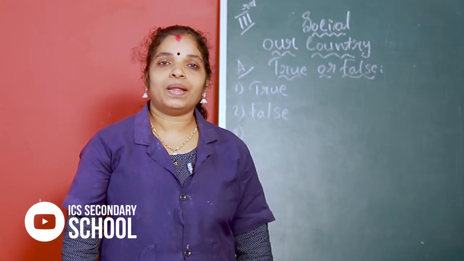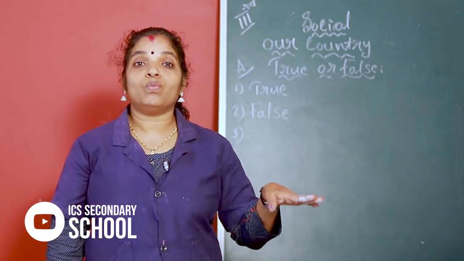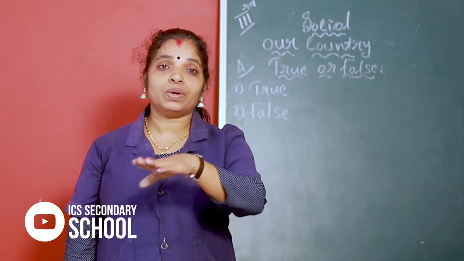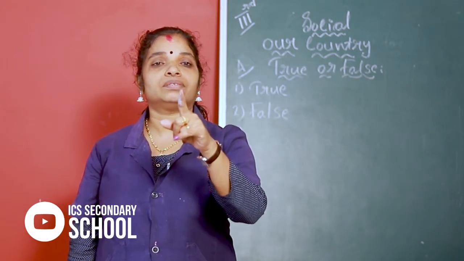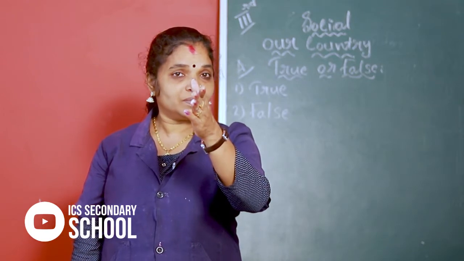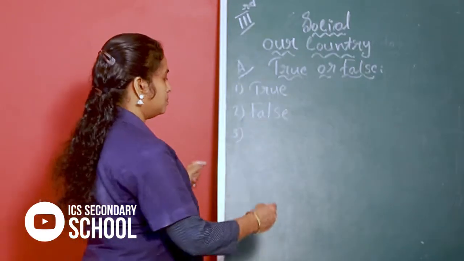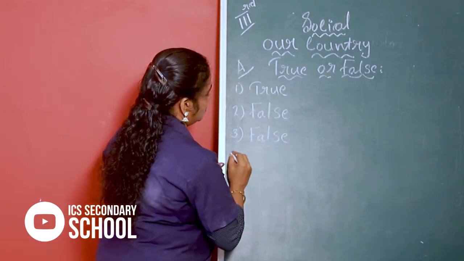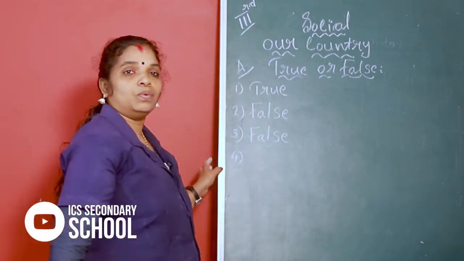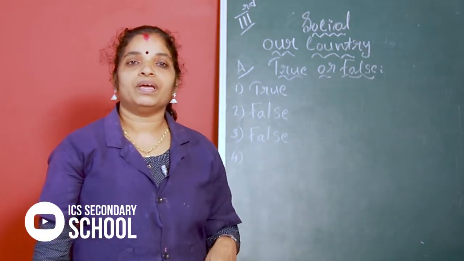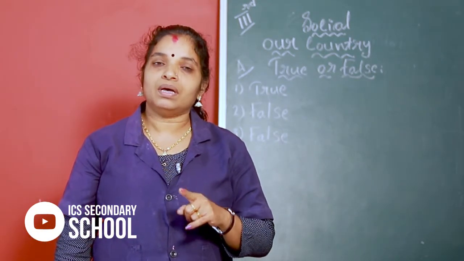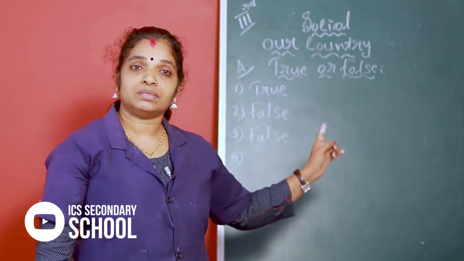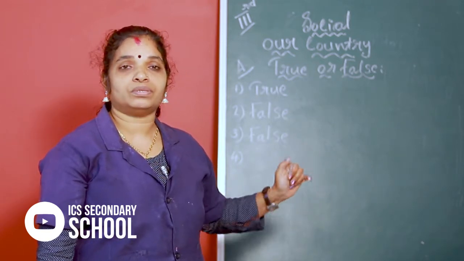Third one, a plateau is surrounded by water on three sides. Is it true or false? False. Number 3, once more. A plateau is surrounded by water on three sides. The answer is false.